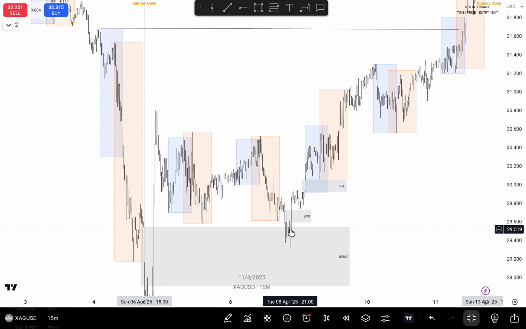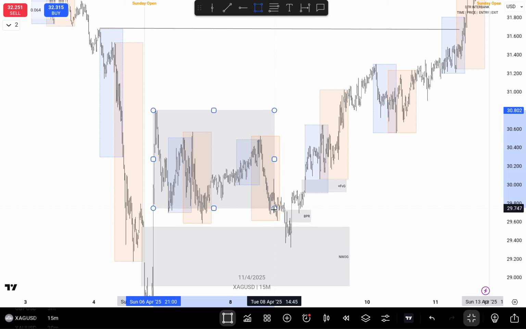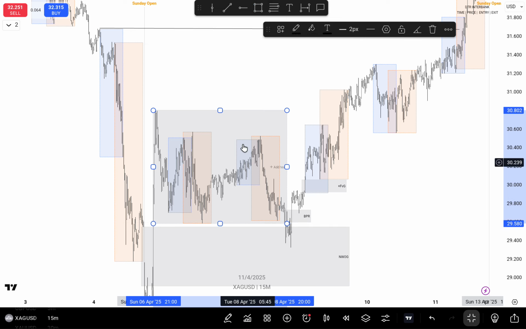So you see, from monthly down to the 15 minutes. This is how I trade now, 1 or 2 trades per week. So this is classic power of three. This is the opening price.